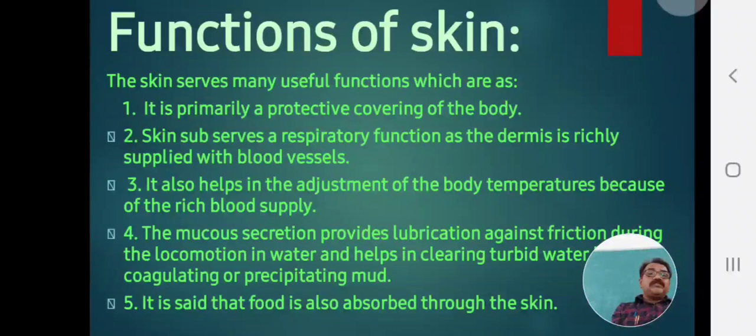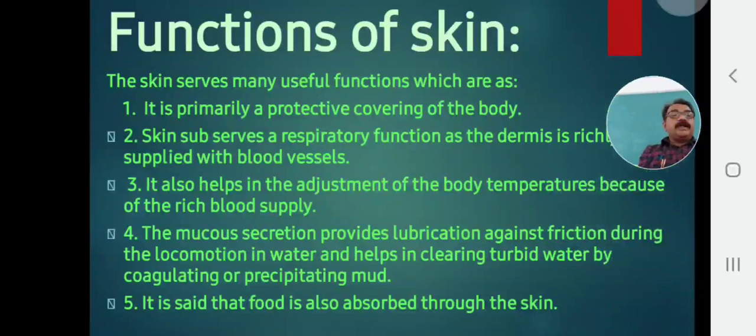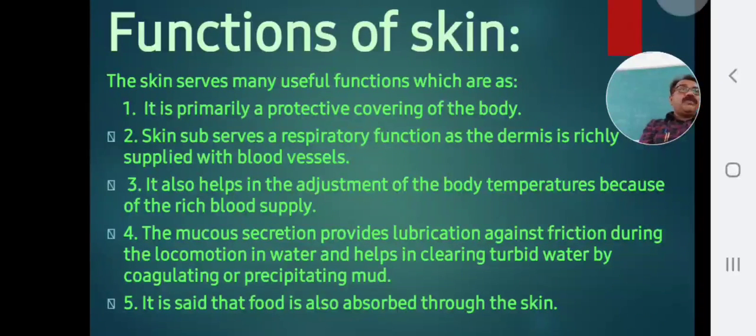The mucus secretion provides lubrication against friction during locomotion. When fish swim from one part to another, from one water to another, at that time the mucus secretion provides lubrication against friction during locomotion in water and helps in clearing the turbid water. This mucus is important to clear the turbid water.